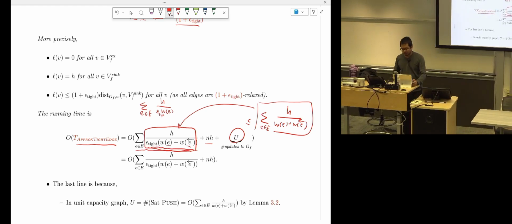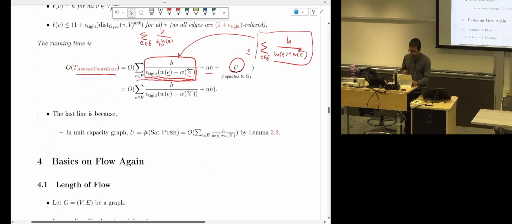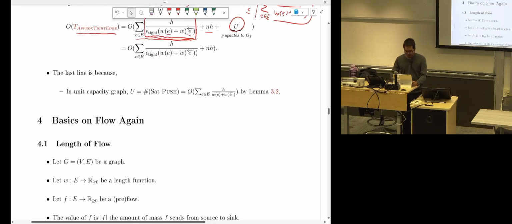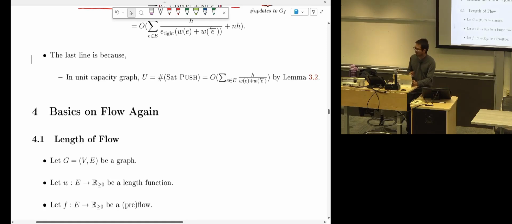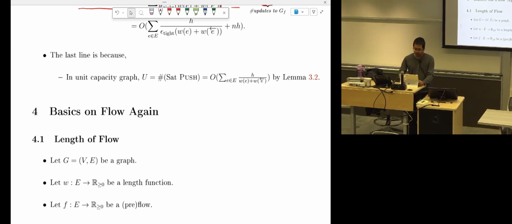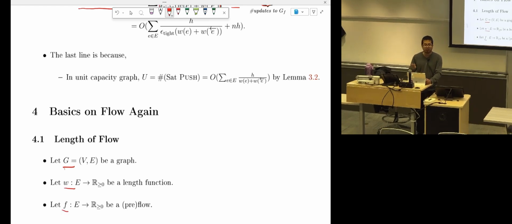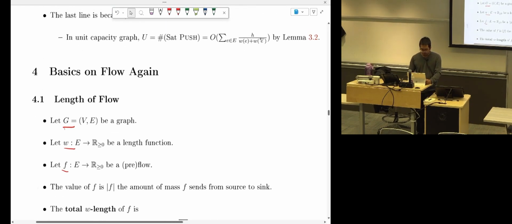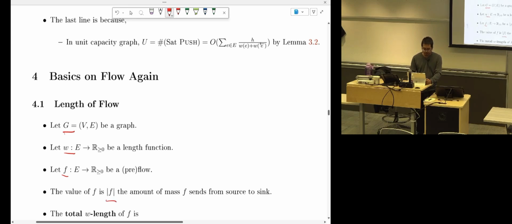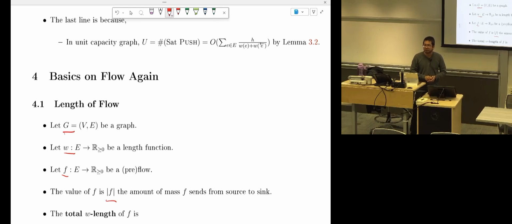Before we go to the real application, let me tell you some more basics about flow. We need a concept of the length of flow, or total length of flow. So you have a graph and a weight function, and let's say that F is a pre-flow. Recall that the value of F is the total amount of mass that you send from source to sink. Some mass from the pre-flow might not reach the sink, and you don't count that. Mass that reaches the sink, you count.